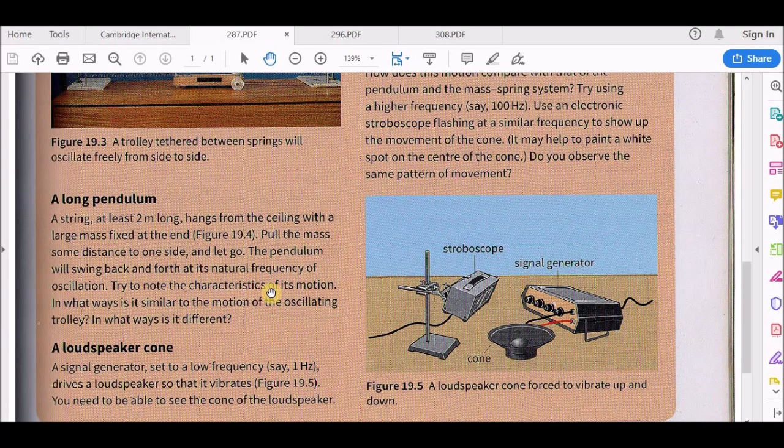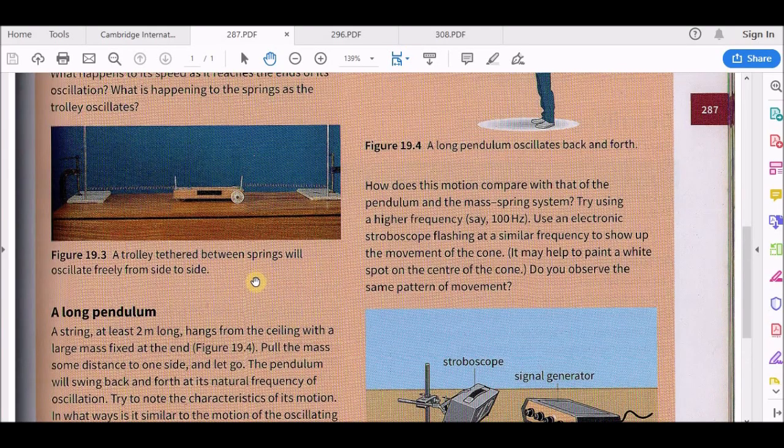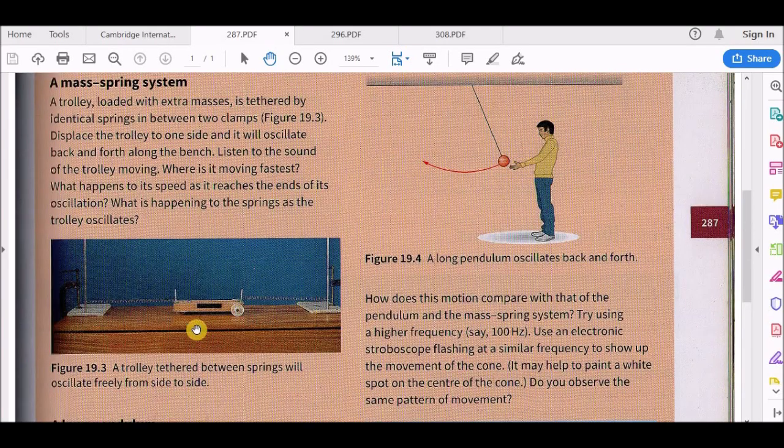Try to note the characteristics of its motion. In what ways is it similar to the motion of the oscillating trolley? In what ways is it different? Here it is moving in a curved path. Here it is moving in a straight line. So that is one difference, but everything else is the same.